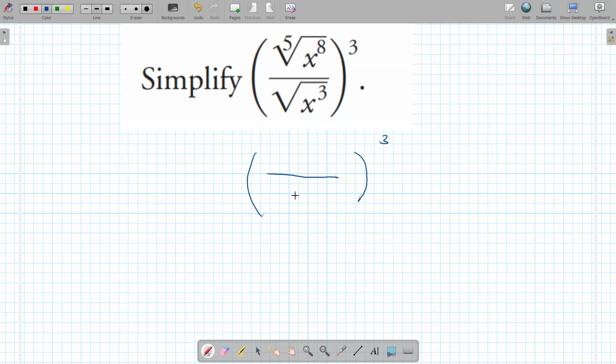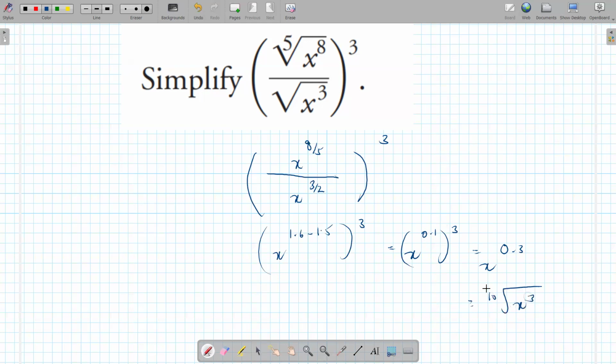So let's write both of these as a fraction. What's the exponent of x on the numerator? x to the power of 8 over 5. What about the denominator? To the power of 3 over 2. We're dividing it, so we need to subtract. I'm lazy, I'm just going to use decimals: 1.6 minus 1.5. So this becomes x^0.1, cubed becomes x to the power of 0.3, right? Which is 3 over 10. I guess you could write it as this if you want, and that'll be the final answer.